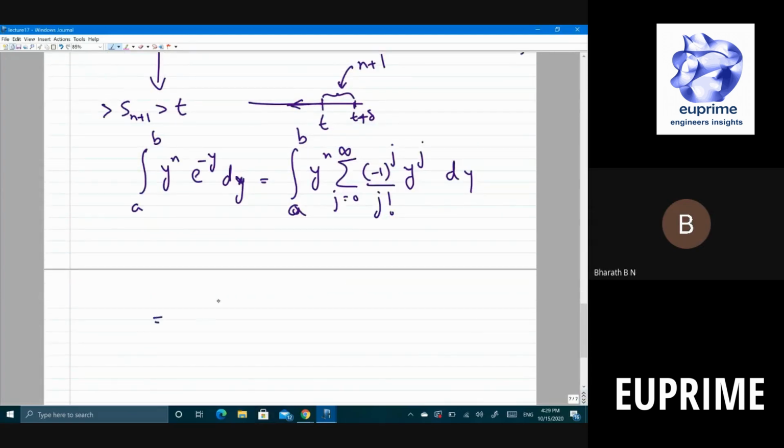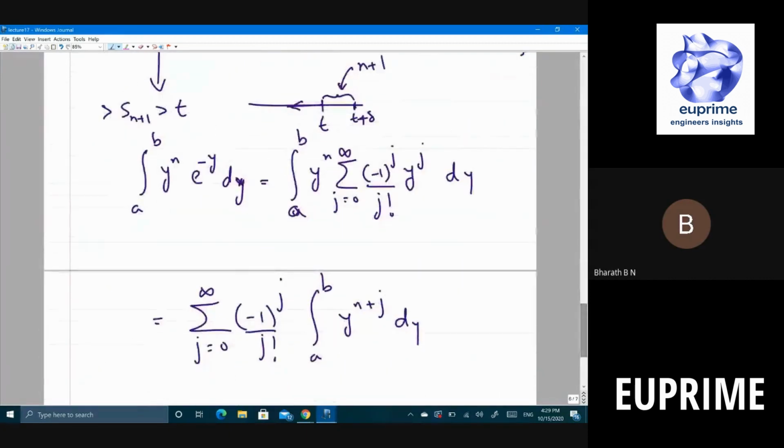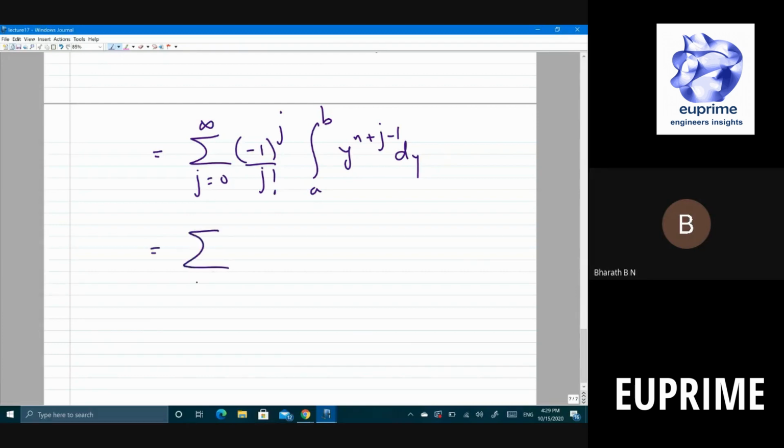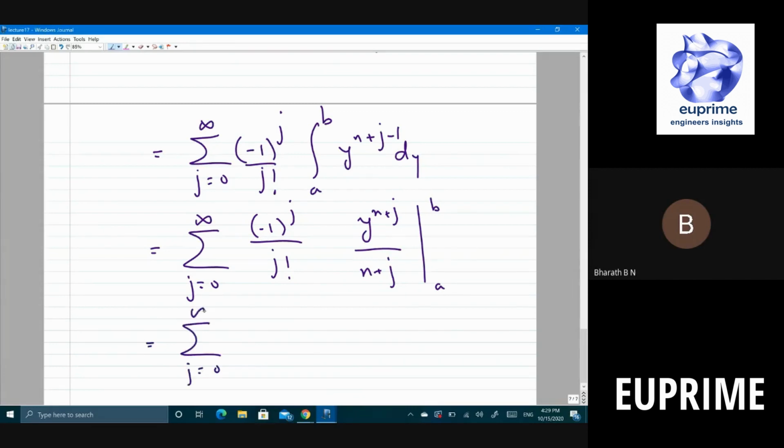Assuming that you can interchange the summation and integral, which you can do in this case, this is summation of minus 1 power j over j factorial, integral a to b of y power n plus j. Do you agree, sir? Y power n minus 1, I think. Why is it y power n minus 1? Is that what we have? Yeah, it's y power n minus 1. Okay, now what is the answer here? It will be summation j equal to 0 to infinity of minus 1 power j over j factorial, times y power n plus j divided by n plus j from a to b. So this will be the sum over j of minus 1 power j over j factorial, times b power n plus j minus a power n plus j, divided by n plus j. Fine? Is that okay? Okay.